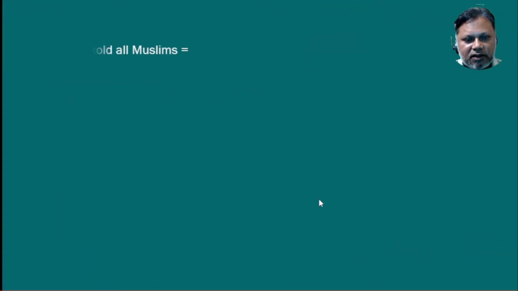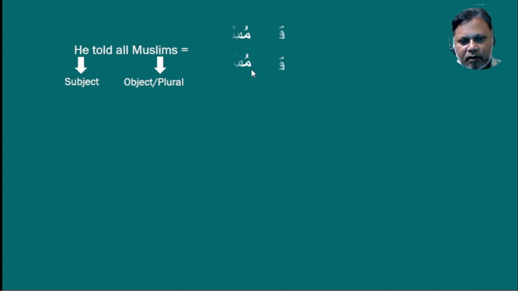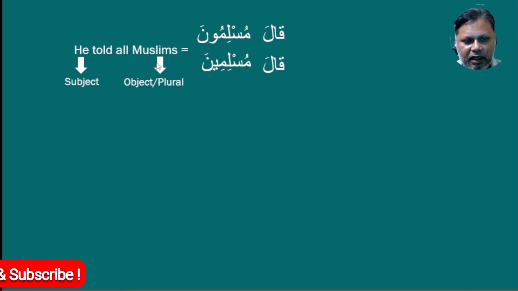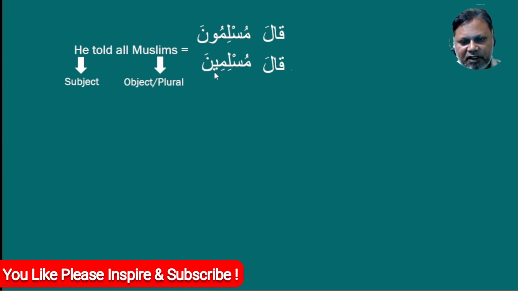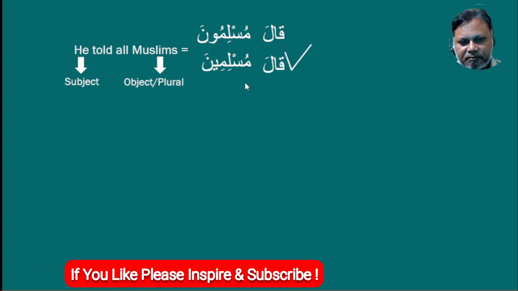Now we will see some examples. If you want to say "he told all Muslims," then the "he" is the subject and "all Muslims" is our object, and this is a plural object. Then it will be Qala Muslimuna or Qala Muslimina. Muslimuna is the plural in subject and Muslimina is the plural in object. As we need plural in object, Qala Muslimina is the right sentence.